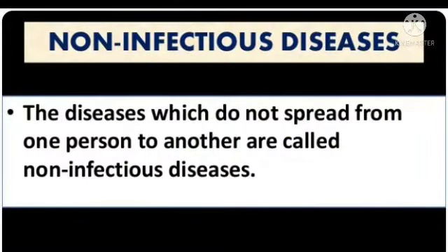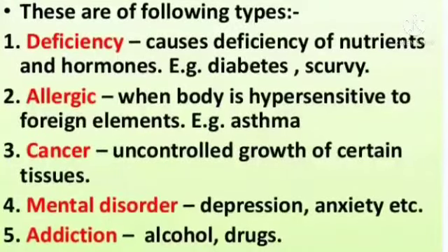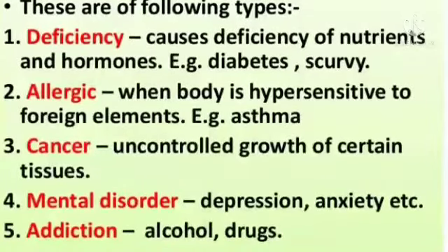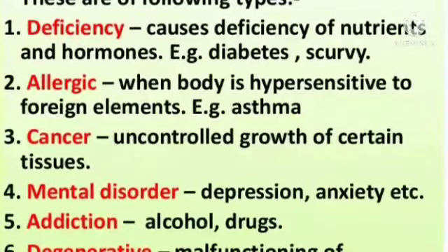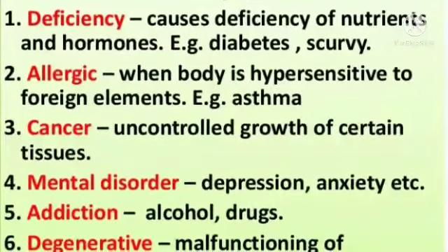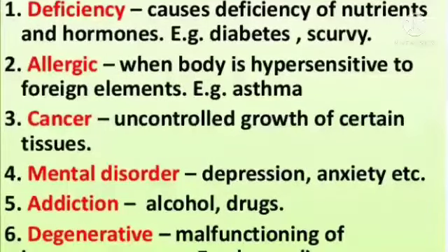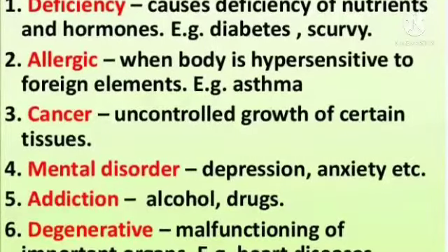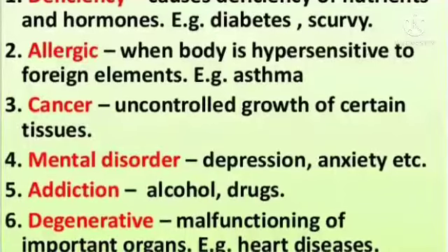Non-infectious diseases. The diseases which do not spread from one person to another are called non-infectious diseases. These are the following types. Deficiency causes deficiency of nutrients and hormones. Example, diabetes, scurvy. Allergy. When body is hypersensitive to foreign elements. Example, asthma. Cancer. Uncontrolled growth of certain tissues. Mental disorder, depression, anxiety, etc. Addiction, alcohol, drugs. Degenerative, malfunctioning of important organs, example, heart diseases.